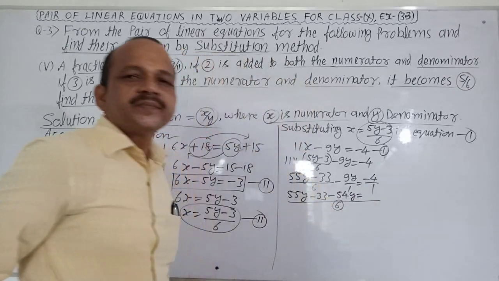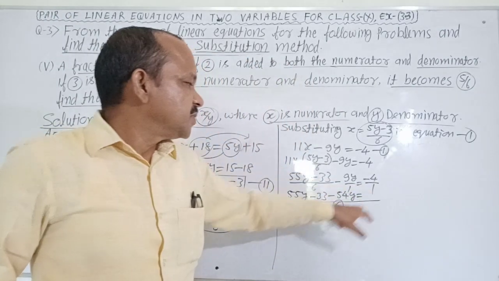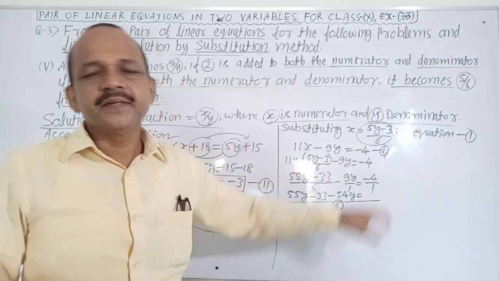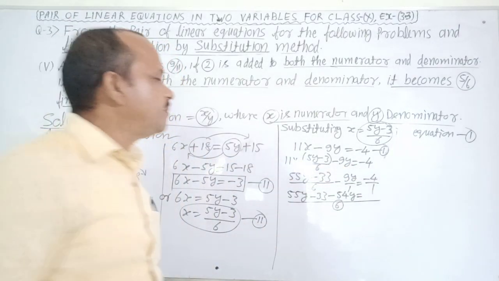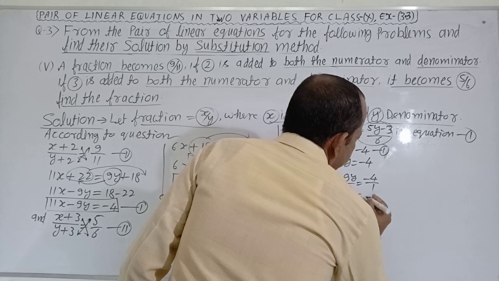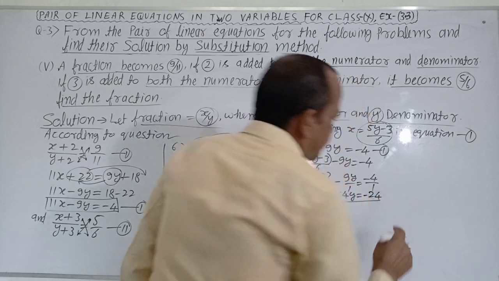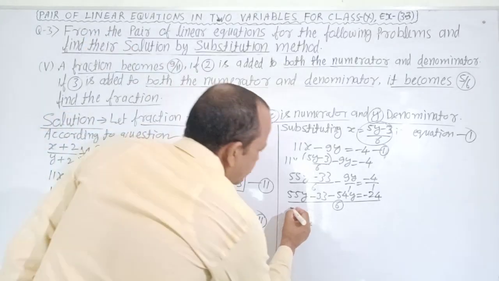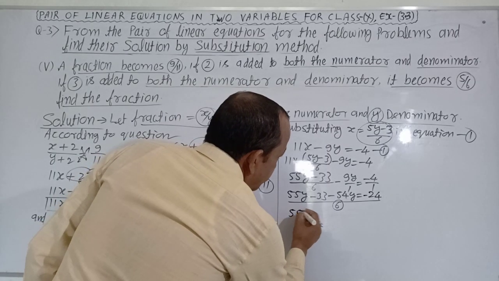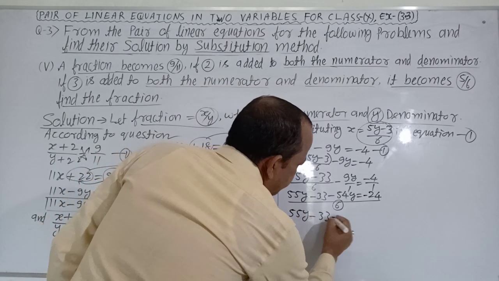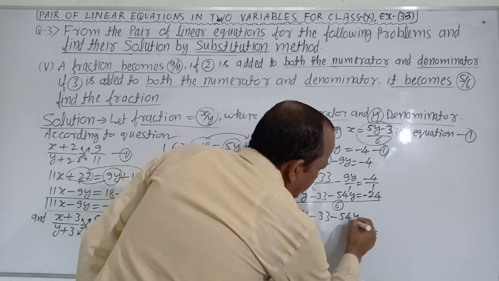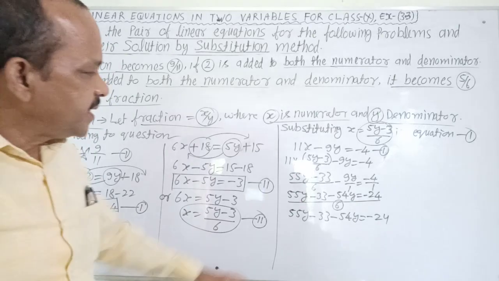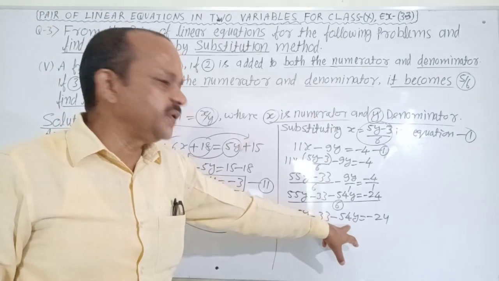equal to 6 divided by 1, you find 6. 6 multiply by minus 4. It becomes minus 24. Now you can write it: 55y minus 33 minus 54y equal to minus 24. Clear? Here 55y, here 54y.